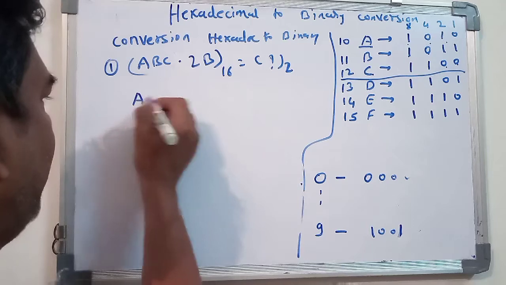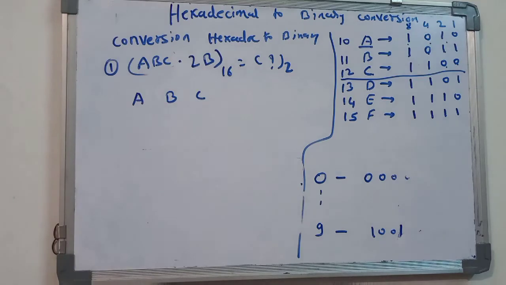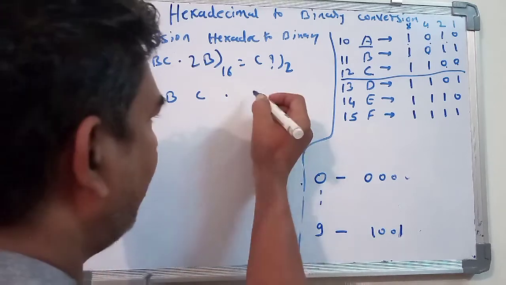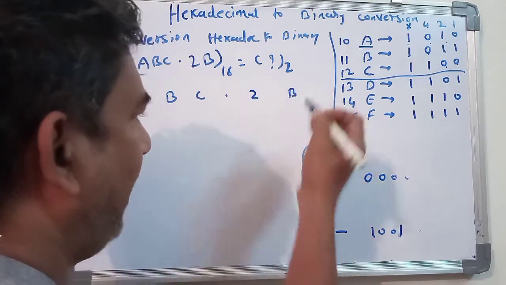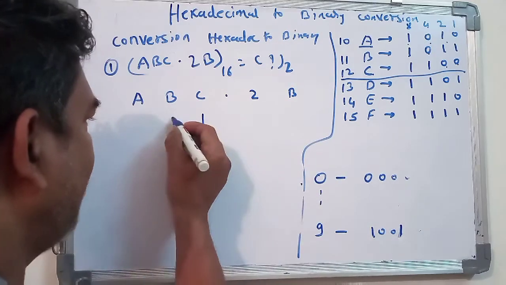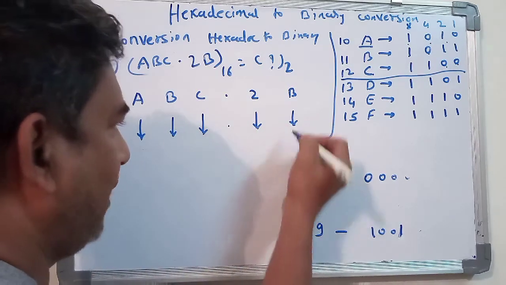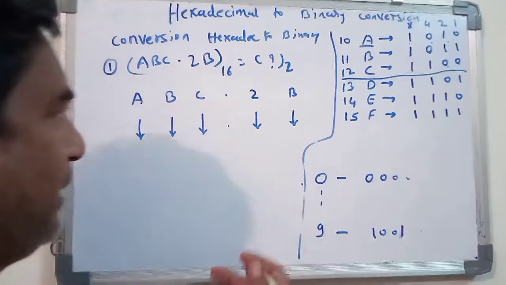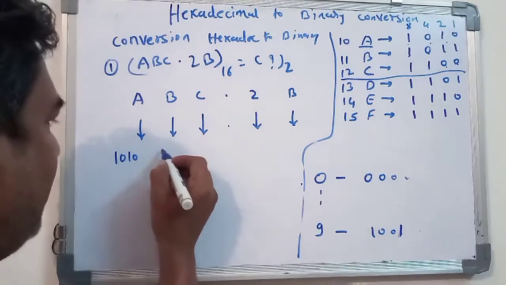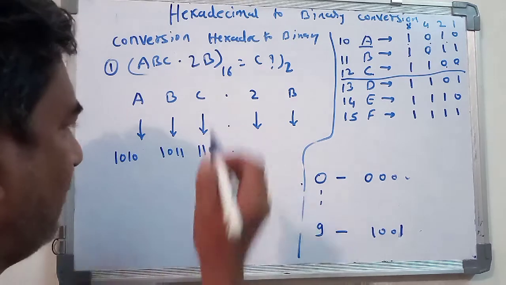Write down A, B, C. Now here there is a point, so write the point like this, and then write 2 and B after some distance. Then follow the steps: draw the arrows like this, with the point given. As I told you previously, A is written in 4 bits as 1010, B as 1011, and C is 12, so 1100. Then a point is there.